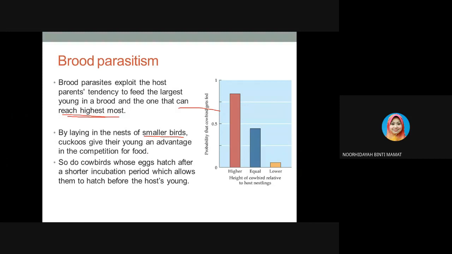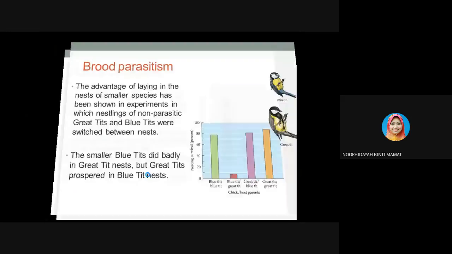So do cowbirds, whose eggs hatch after a shorter incubation period, which allows them to hatch before the host young. They also choose based on the incubation periods.